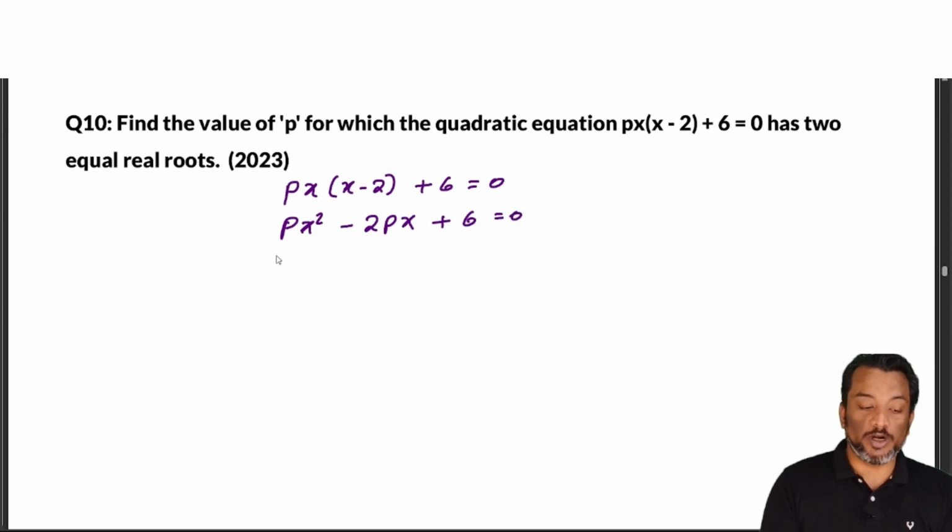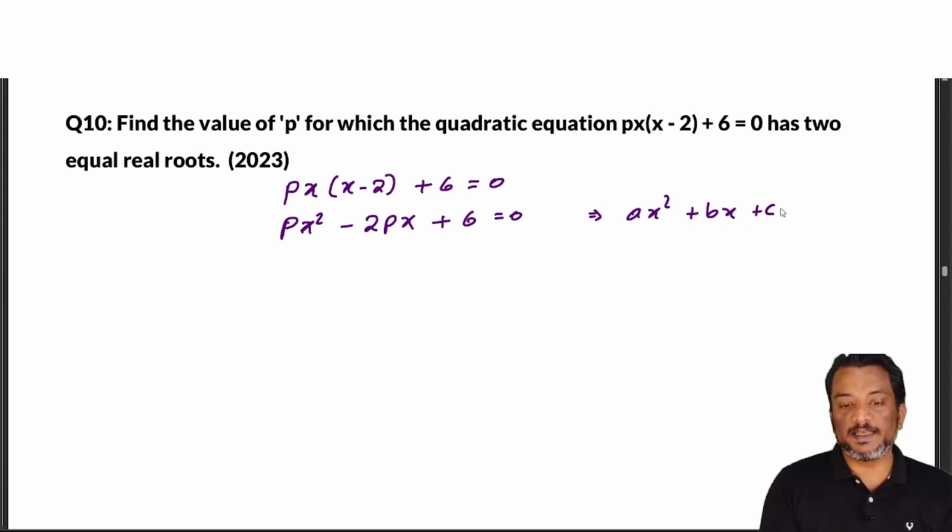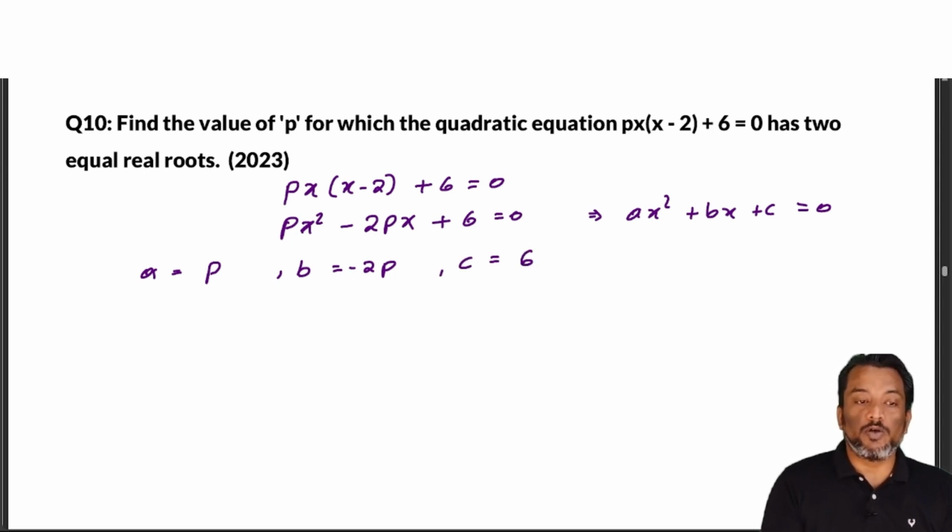Now this is in the quadratic standard form. Okay, now you know the quadratic standard form is ax square plus bx plus c is equal to 0. Same way you can say here a is equal to how much? You can say a is equal to p and b is equal to how much? You can say minus 2p, and c is equal to 6. Now whenever your quadratic equation has equal roots, you can say D is equal to 0.